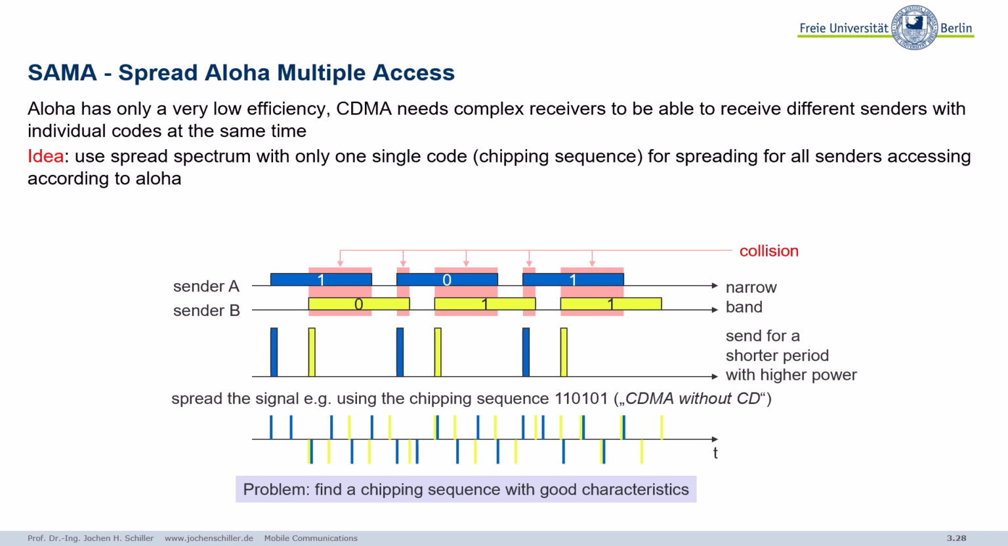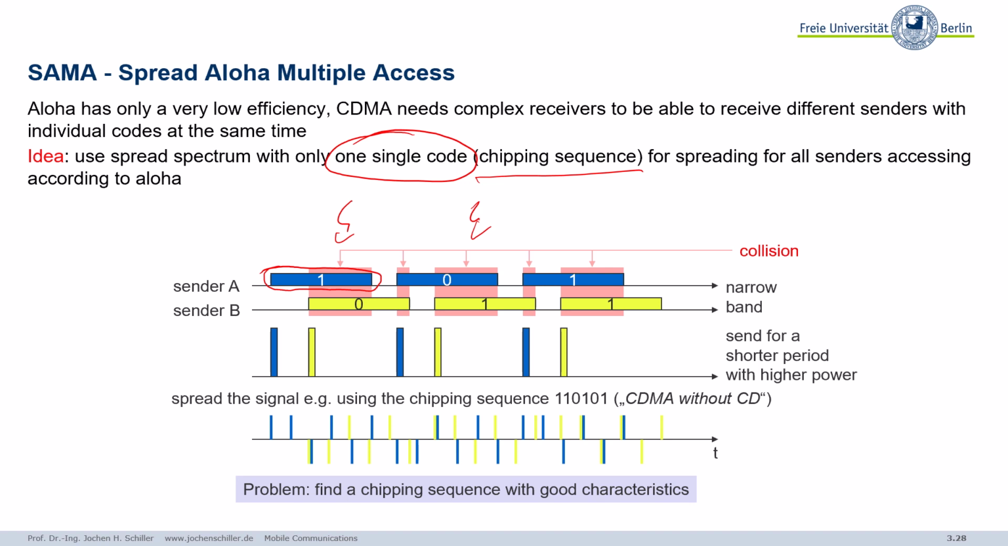So the idea here is that spread Aloha multiplexes use only one single code, again the chipping sequence, to spread the senders. So the classical Aloha would be, well, we spread our data over a longer time. So 1 is relatively long. Put certain energy into this bit to transmit it, but as soon as it overlaps, we have these collisions. So that's not ideal.